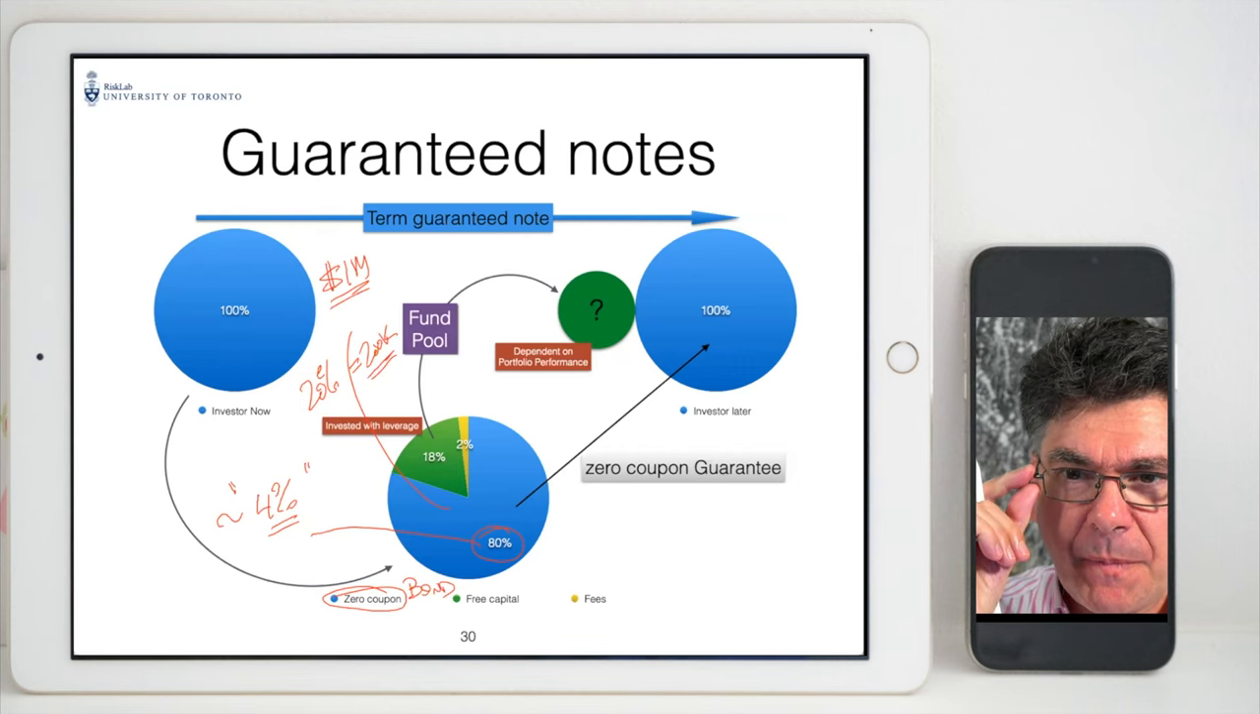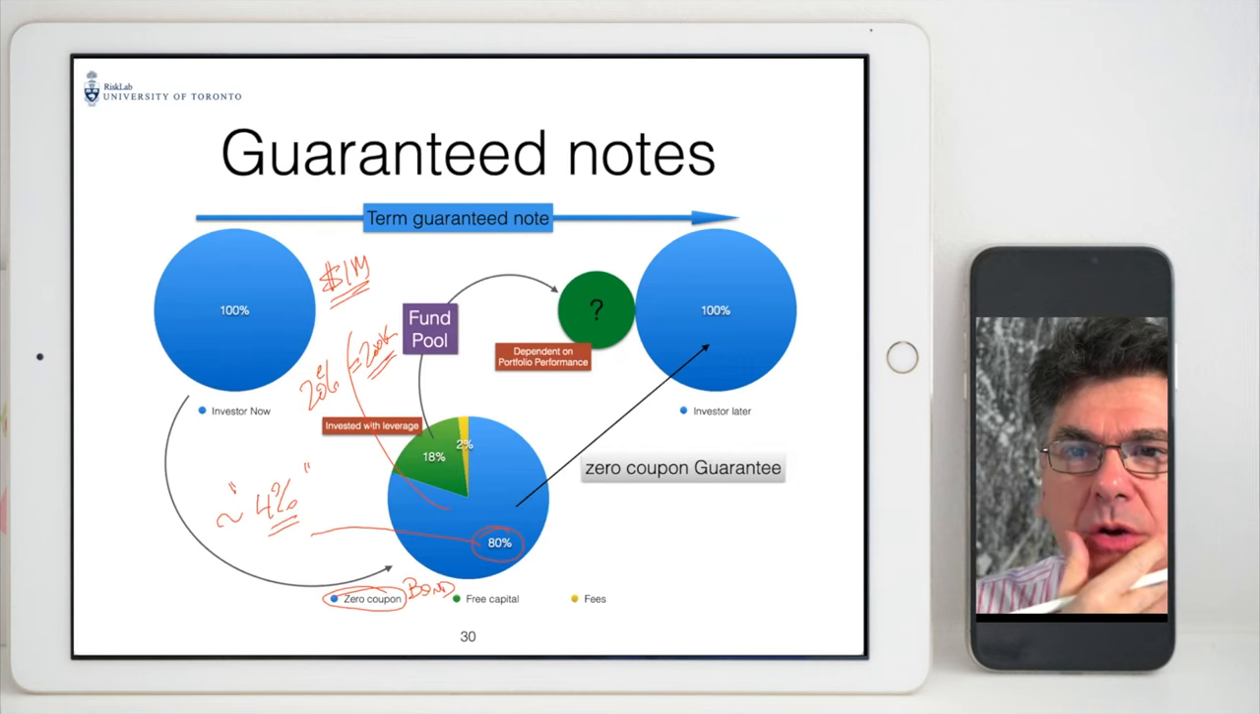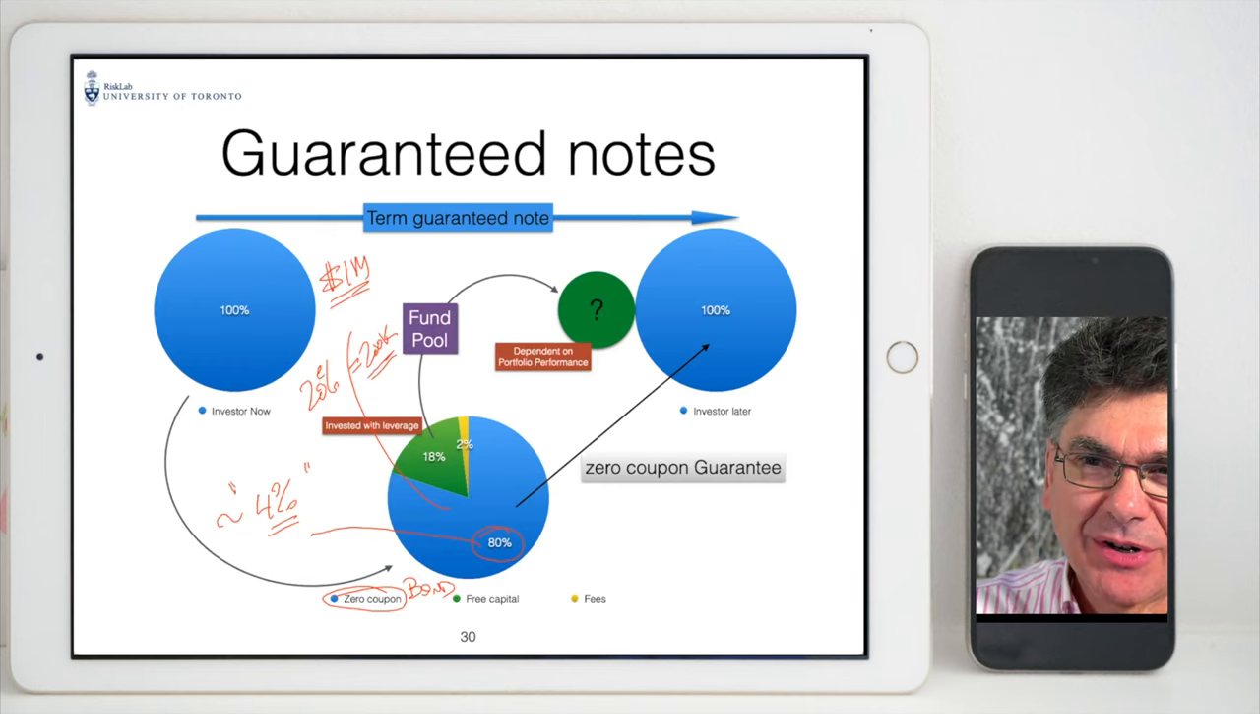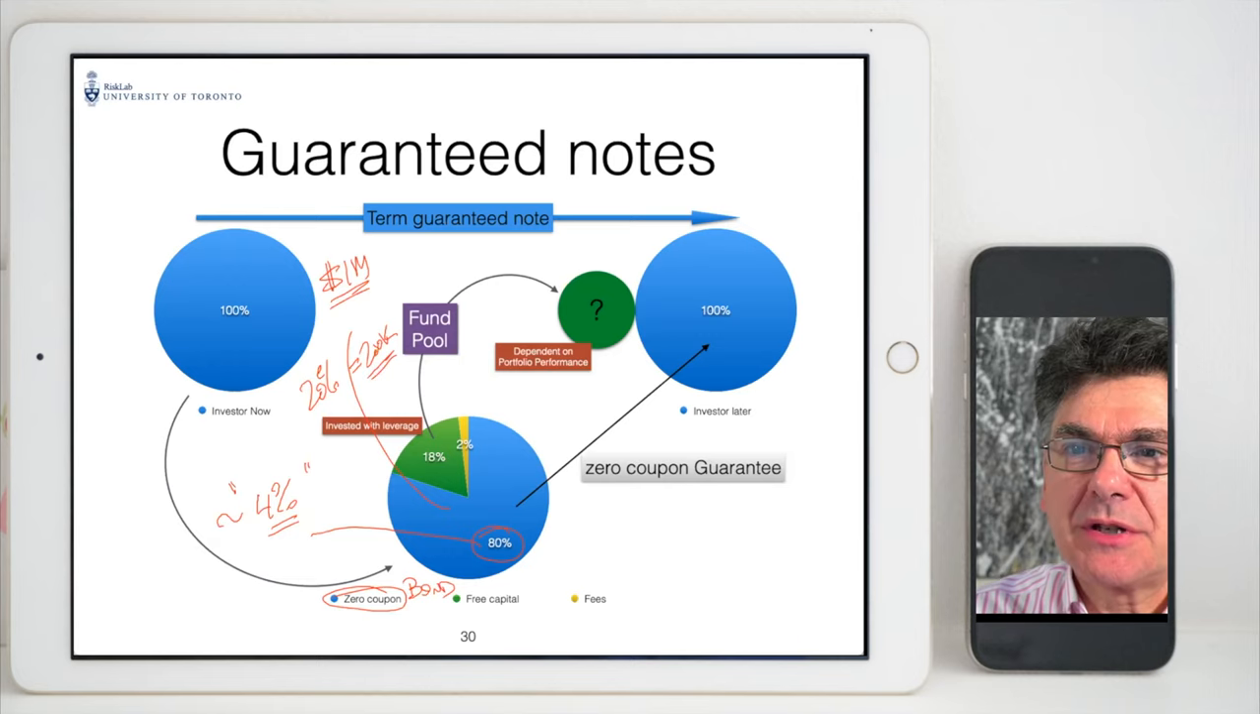Okay? So what can we do with this money? This money could have a very high level of risk. Still, my note is going to have a very low risk profile. So what can I do with this money?